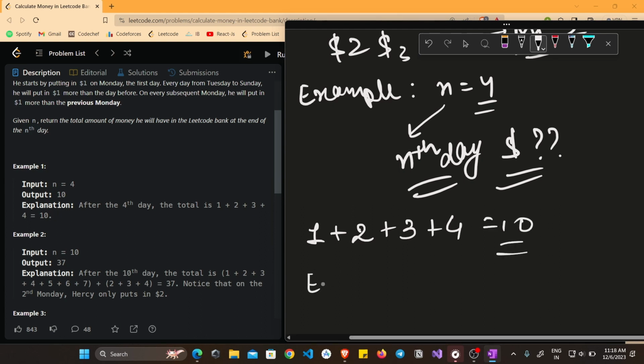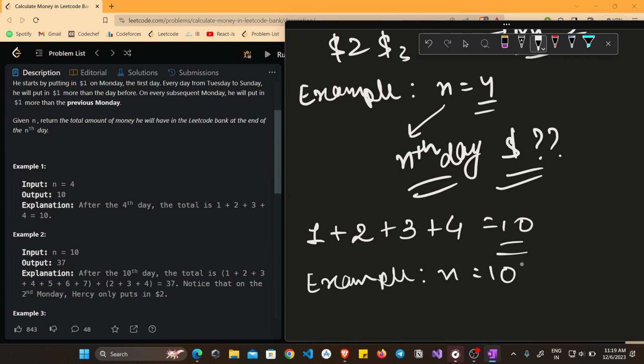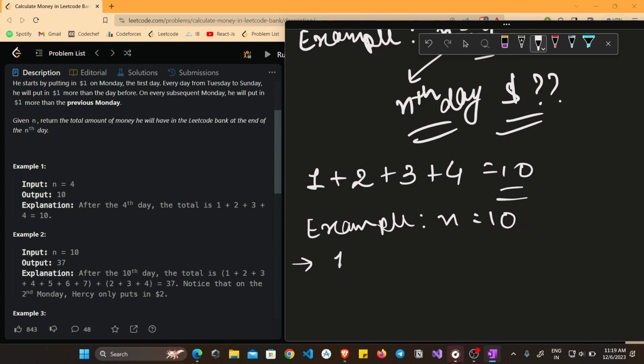Let's consider one more example which is also given in the question, that is n equal to 10. What is going to happen is we will have one week starting from Monday, from day 1 till 7. On the first day of the week, Monday, he will be transferring $1 to the bank. Then on the second day $2, third day $3, $4, and so on till Sunday, where he will be transferring $7. Let me just complete this, 5 plus 6. So this whole week is completed.